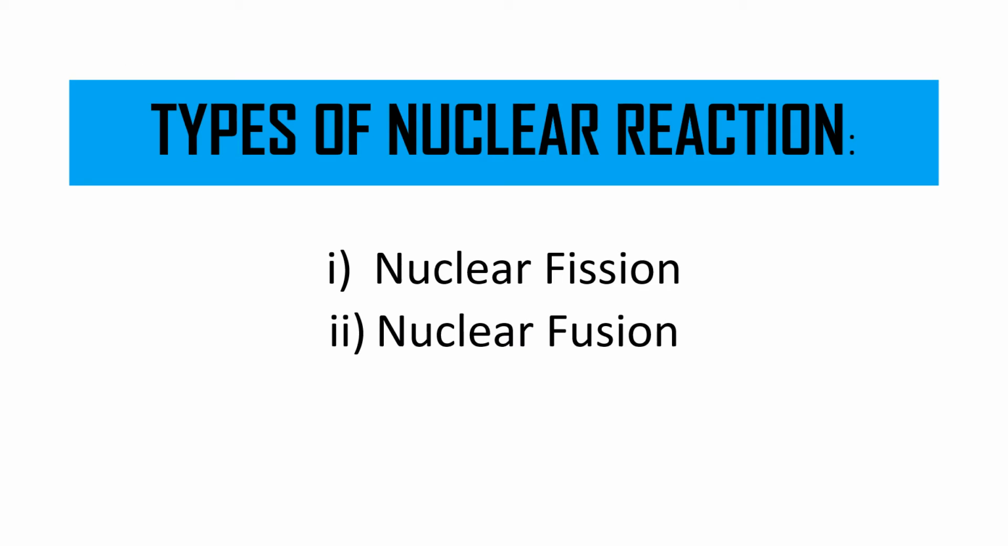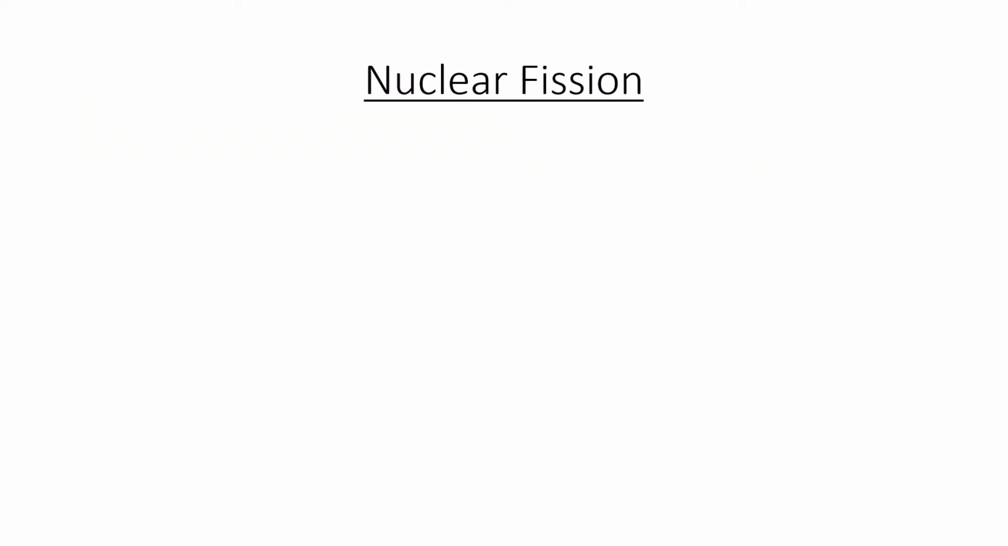Okay, since I have already mentioned nuclear reactions, let's go to the types of nuclear reaction. Nuclear fission and nuclear fusion are two nuclear reactions that produce nuclear energy. So, in order to produce nuclear energy, we will need nuclear fission and also nuclear fusion. Okay, so firstly, let's talk about nuclear fission. What is nuclear fission?